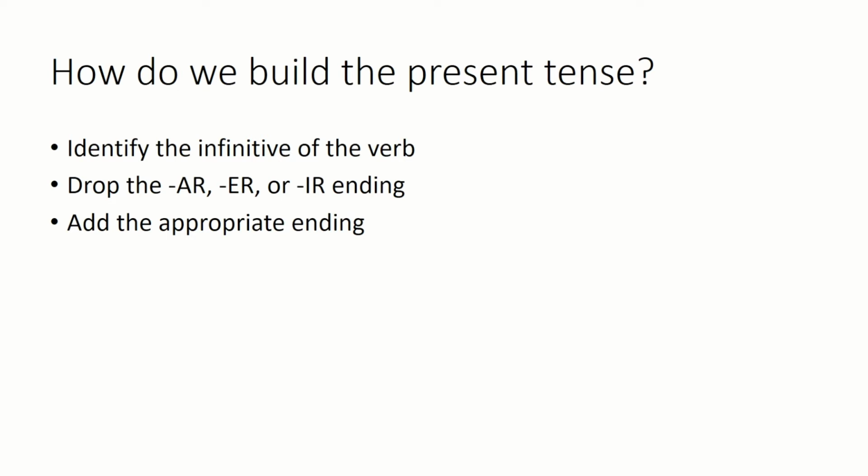So first of all, we identify the infinitive of the verb. Second, we will drop the ending, that being the last two letters. And third, we're going to add the appropriate ending. But what is that appropriate ending?